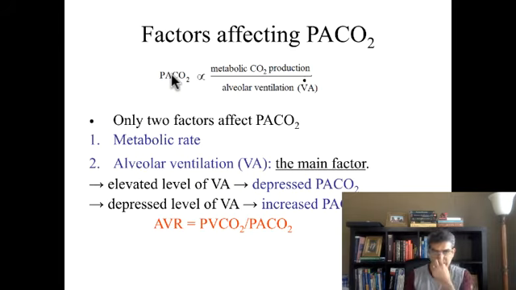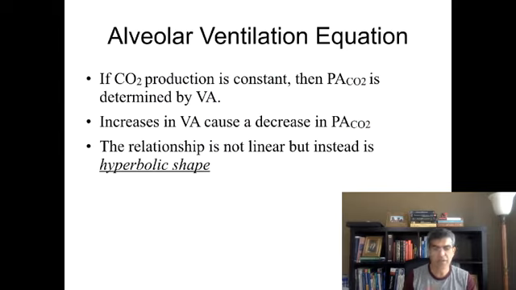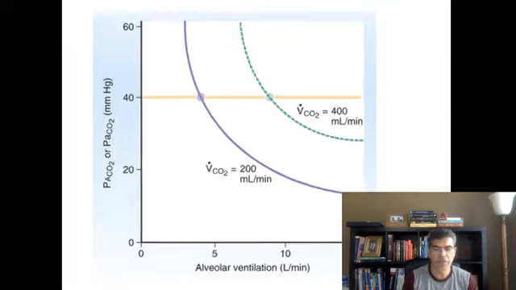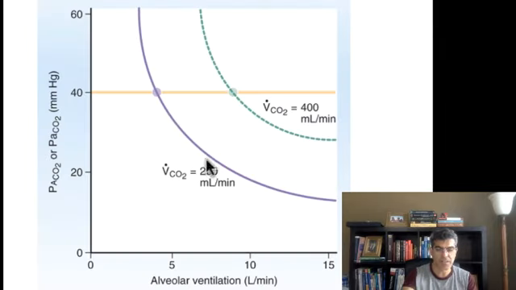Can I measure my PaCO2? I mentioned a few minutes ago, yes, we can, by measuring the CO2 inside the pulmonary artery. And as a result, I can easily find out my alveolar ventilation. The relationship between alveolar ventilation and PaCO2 is not linear. In fact, it's a hyperbolic shape, just like this one.